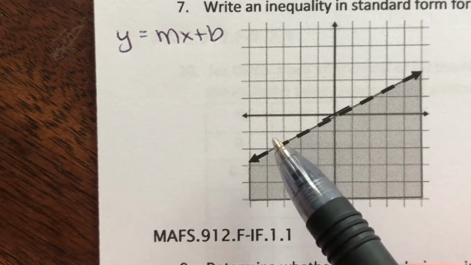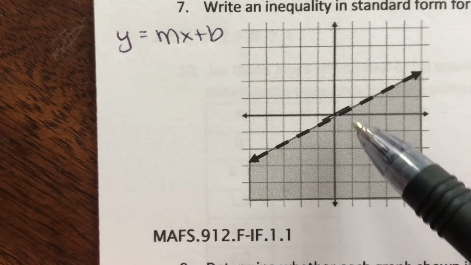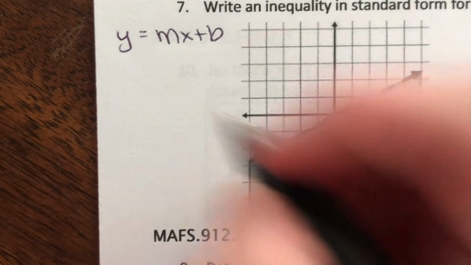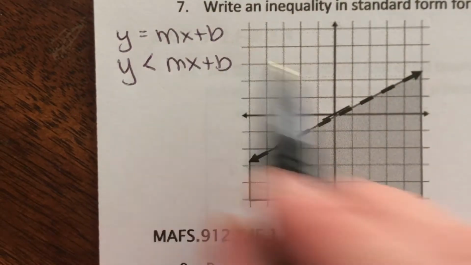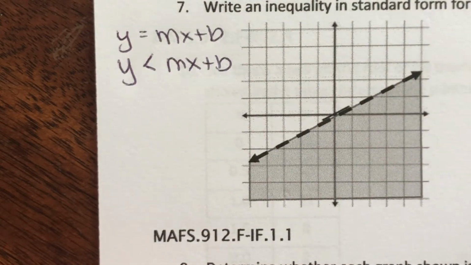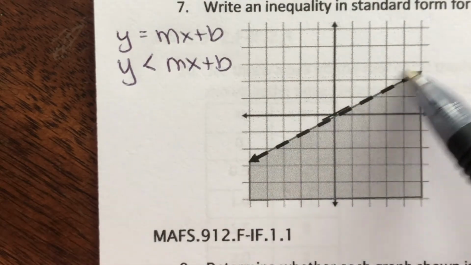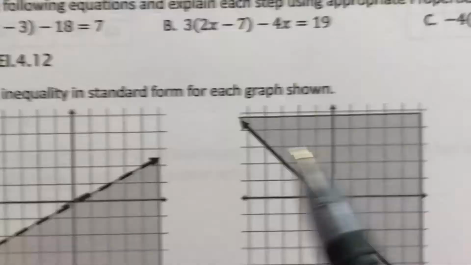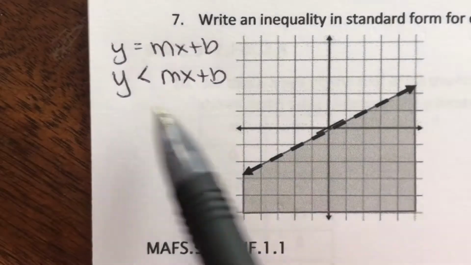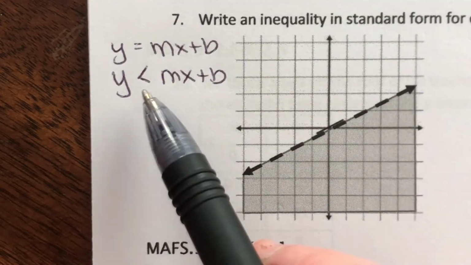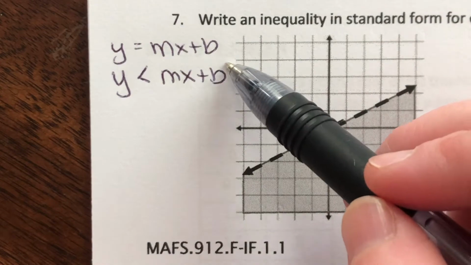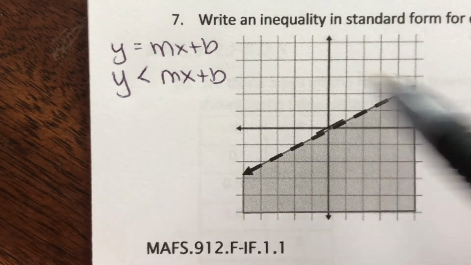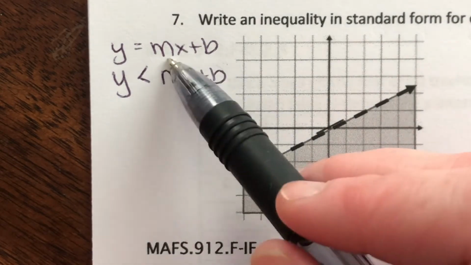Is the shaded part above the line or below the line? It's below the line, right? So the shaded part is less than my line. My line is represented by mx plus b. That's my line. Okay, next thing I notice is that it's a dotted line. So on my inequality symbol, I'm not going to put the line underneath. If it's a solid line, I put the line underneath, but this is dotted, so I don't. Okay, so now I just need to come up with, for this line, what's my y-intercept and what's my slope.